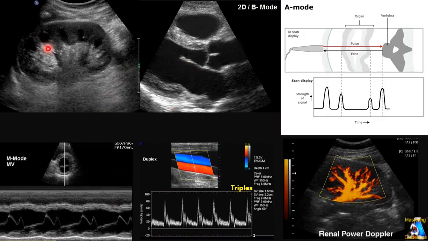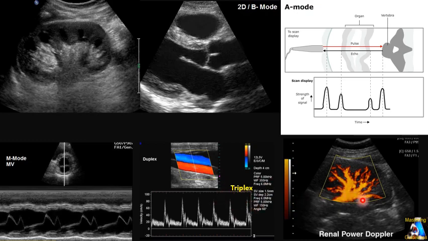Here are some modalities. 2D in echo, in abdomen, everywhere, 2D creates the grayscale or brightness image for us. Here we have M-mode. Here we have a combination of color Doppler, 2D and spectral. These together we call duplex, because it's a combination of color and 2D. When all three come together, we call it triplex. I'm surprised why they don't say triplex.